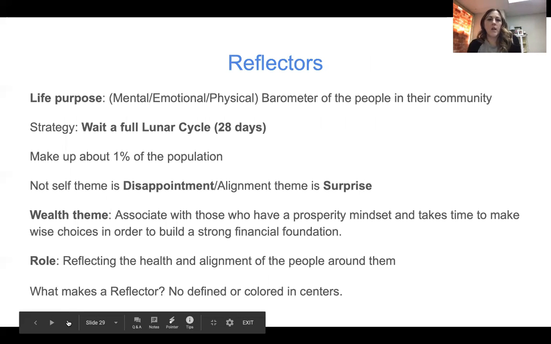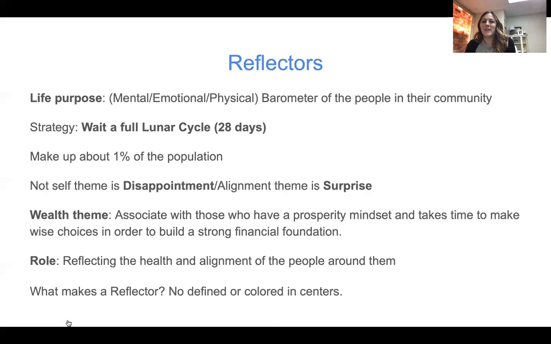So reflectors, yay, reflectors, 1% of the population. So reflectors, what were you trying to say there when you put mental, emotional, physical? I'm trying to remember. Oh, they're a barometer, basically. And so they're a barometer for what's going on mentally for people, what's going on emotionally for people, and what's going on physically for people. So they are really aware of what's going on in their community.